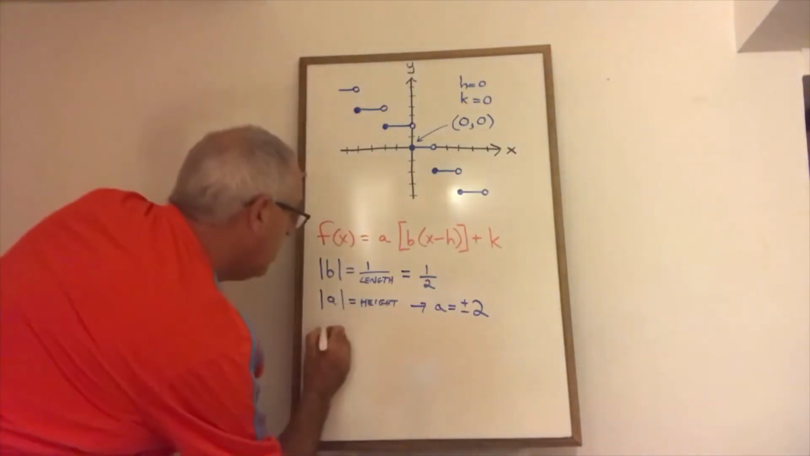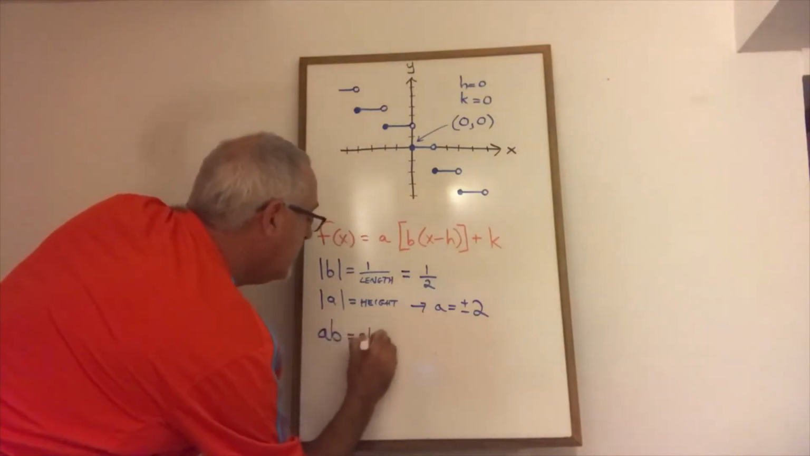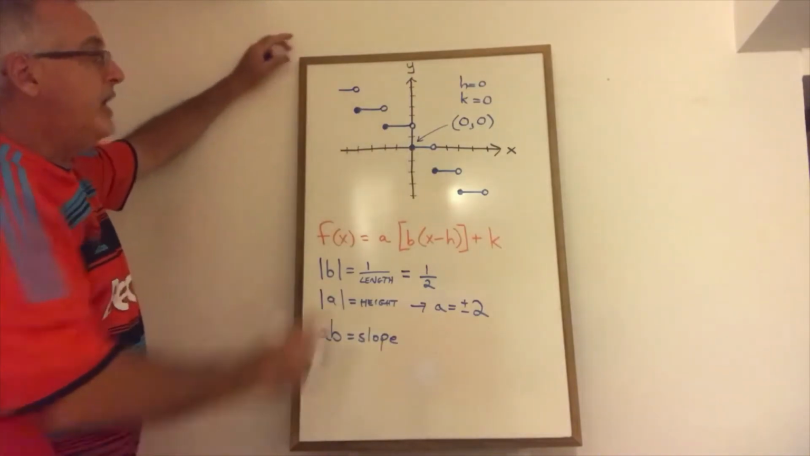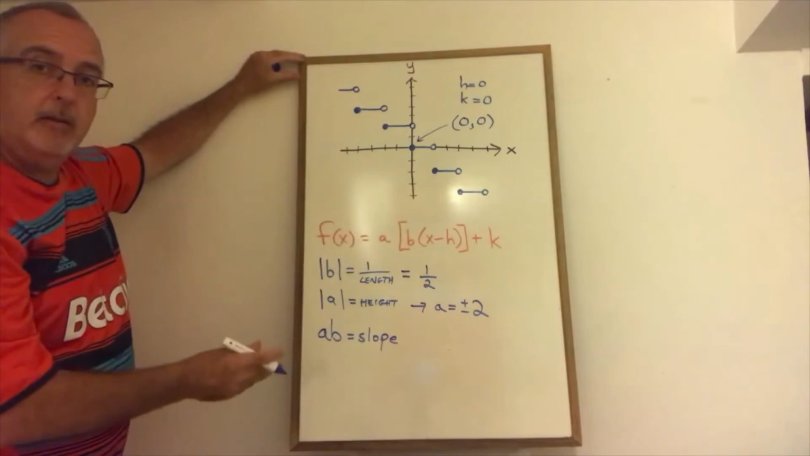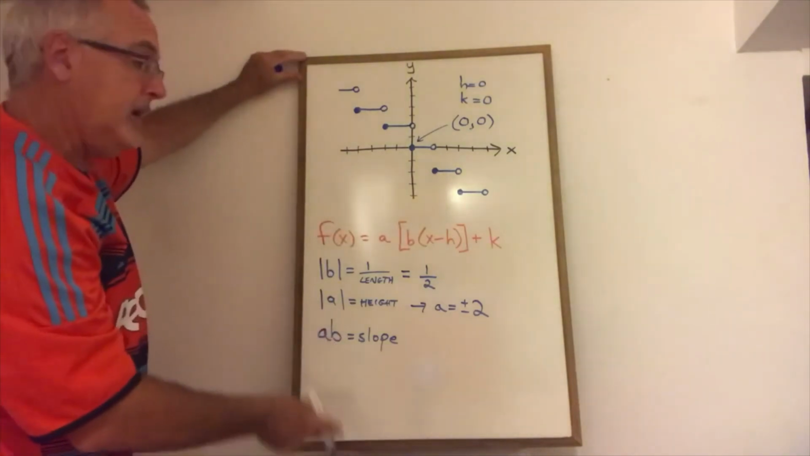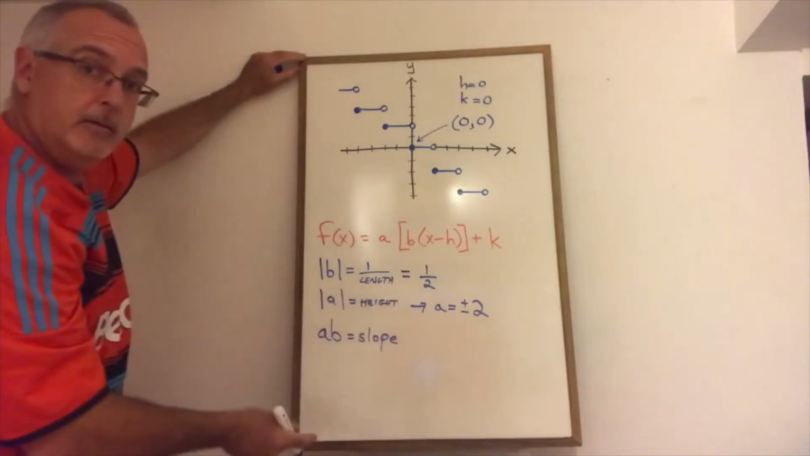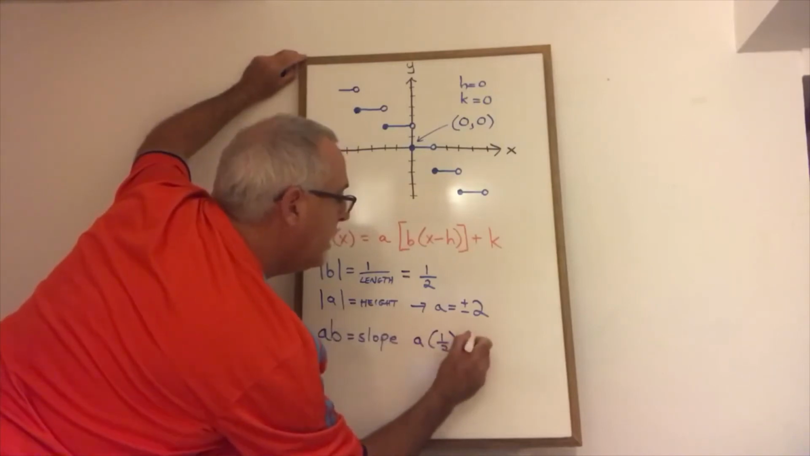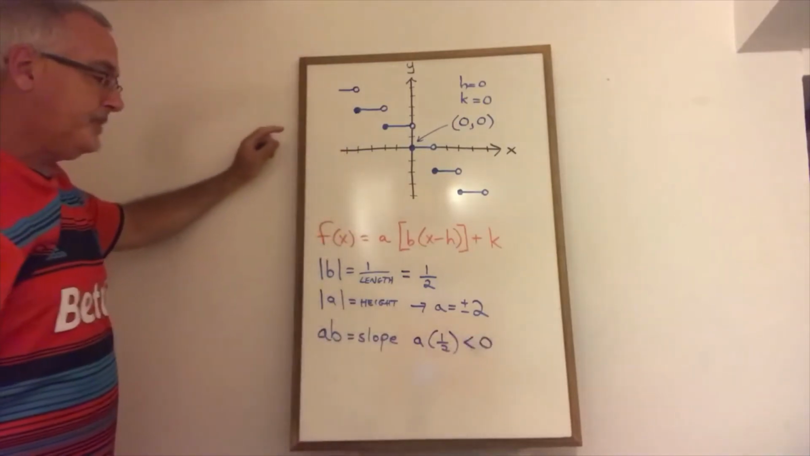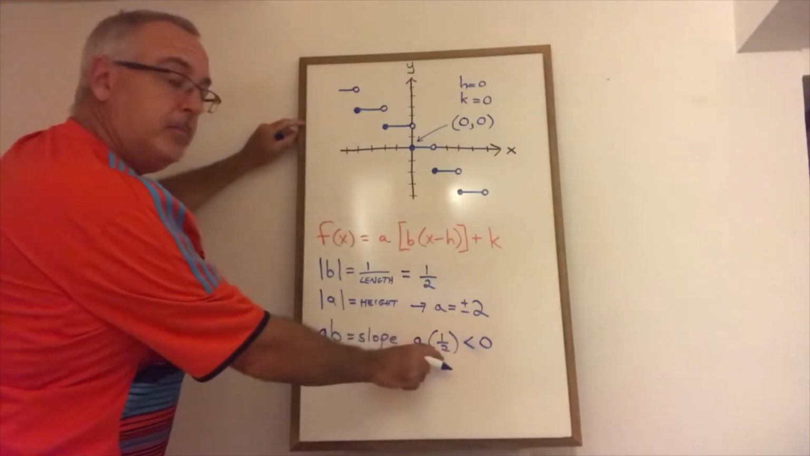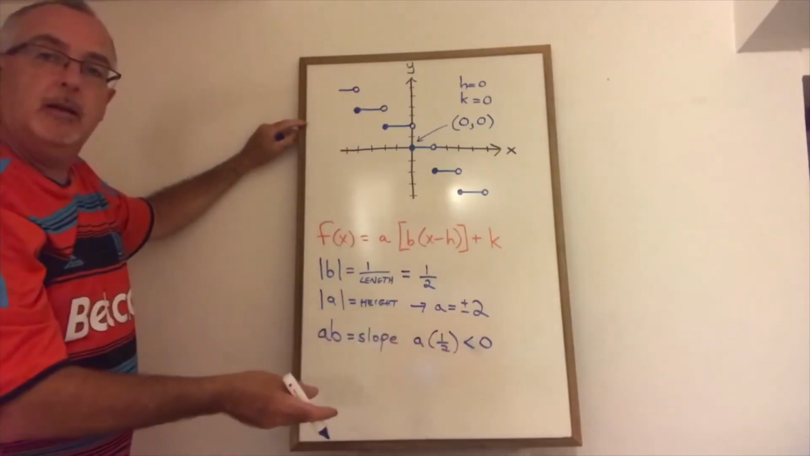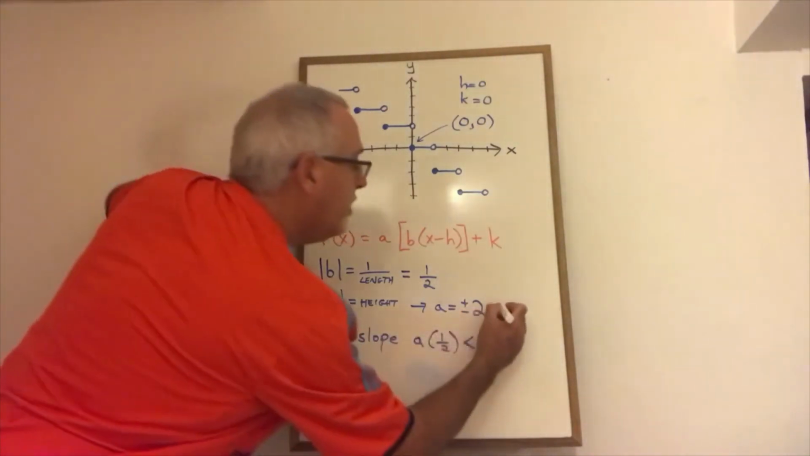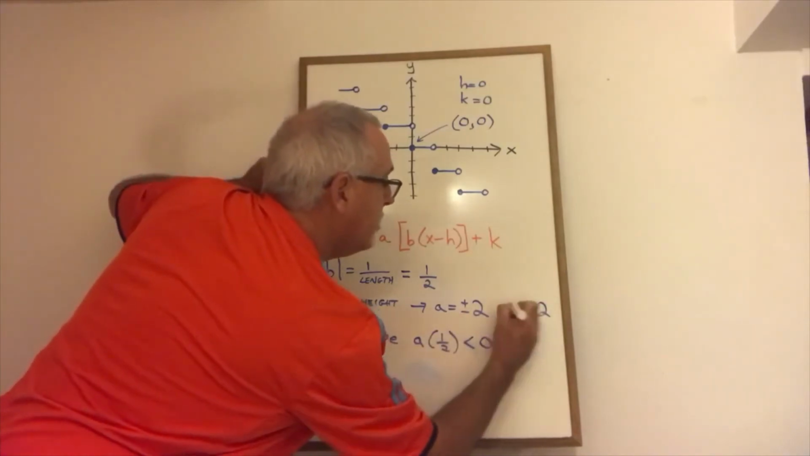And for that, I need to know that AB gives me the slope of an imaginary line that is connecting all of the closed circles on the graph. I can see from this graph that that slope is negative. Therefore, AB, the product of a and b, has to be negative. Since b is positive, a times b has to be less than 0. Since b is positive 1/2, a has to be a negative number in order for the product AB to be less than 0. So therefore, a is equal to negative 2 this time.